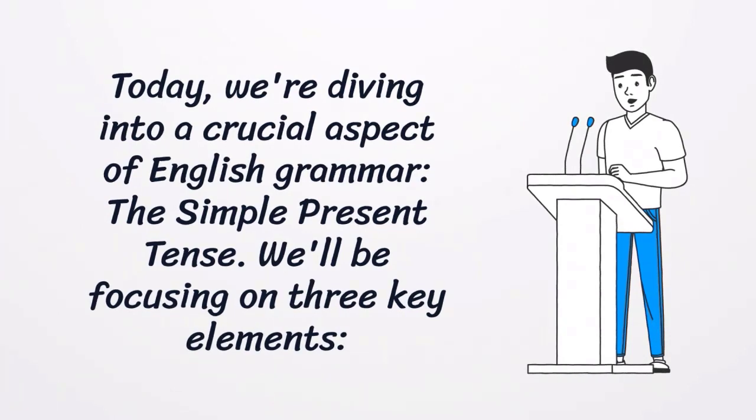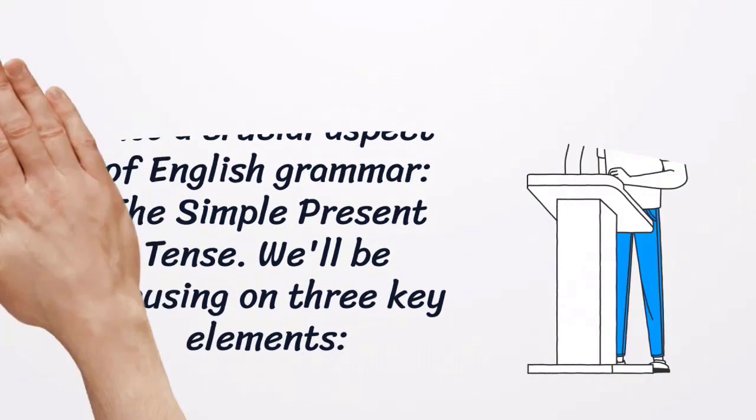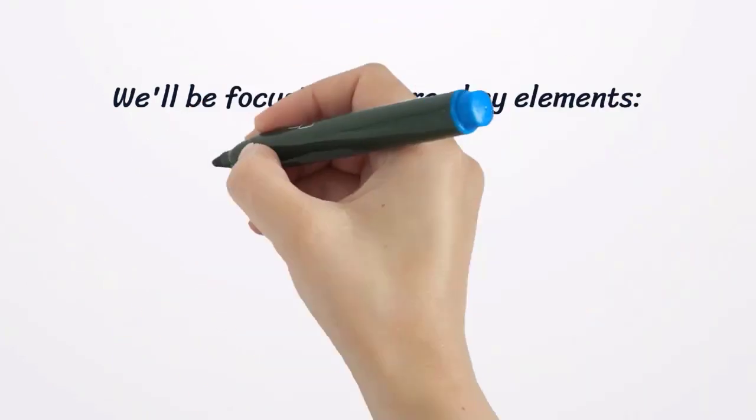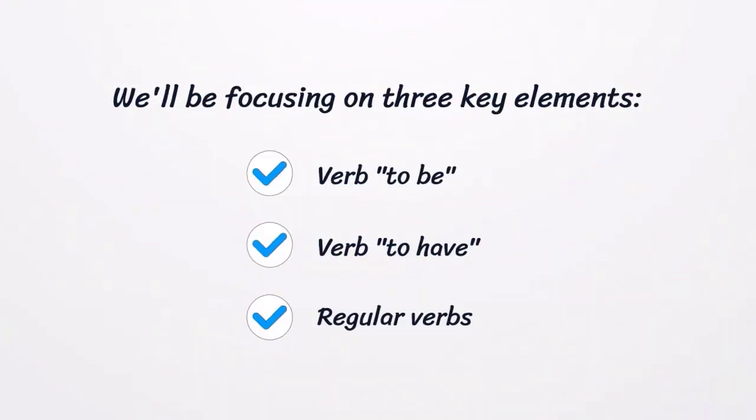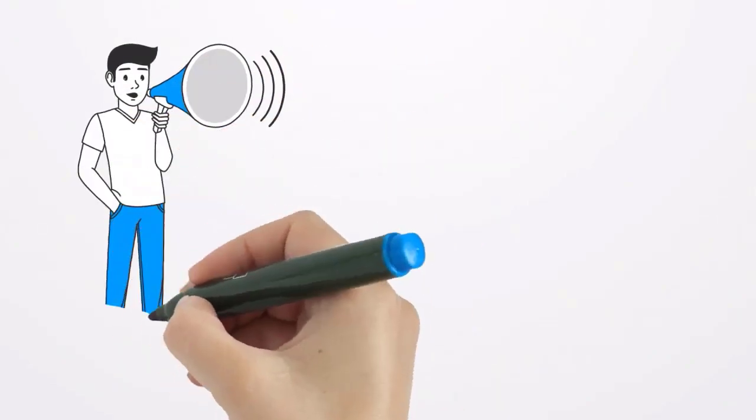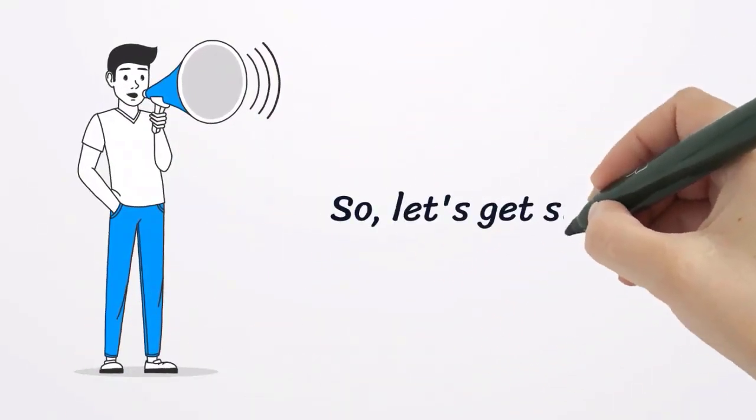Today, we're diving into a crucial aspect of English grammar, the simple present tense. We'll be focusing on three key elements: the irregular verb to be, the verb to have, and other regular verbs. So, let's get started.